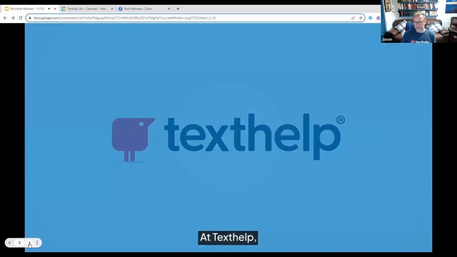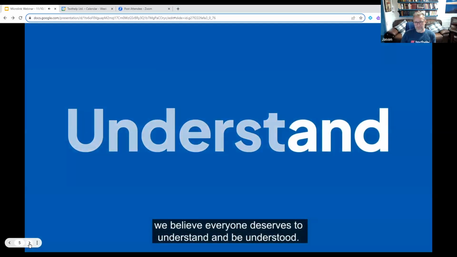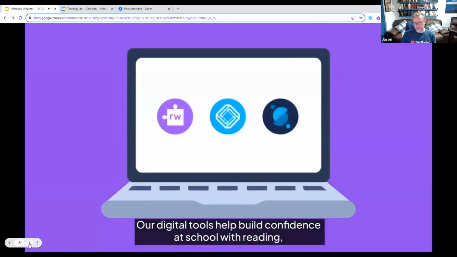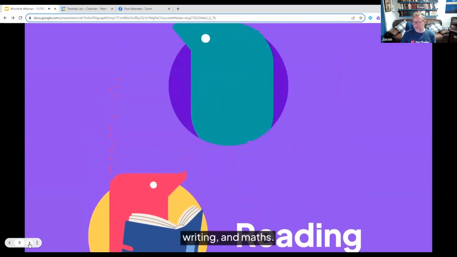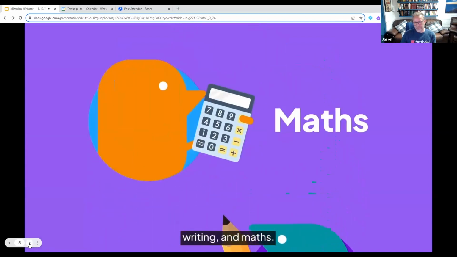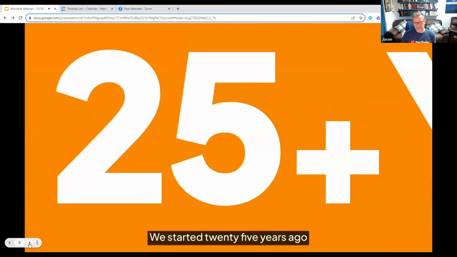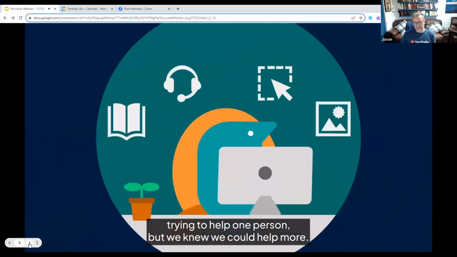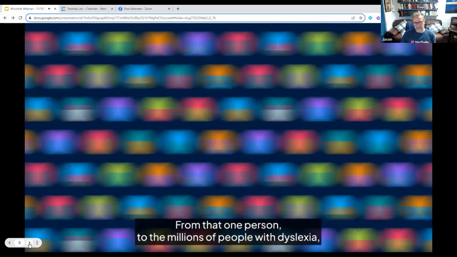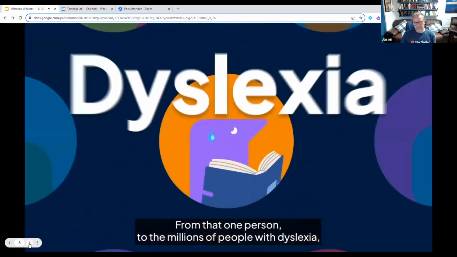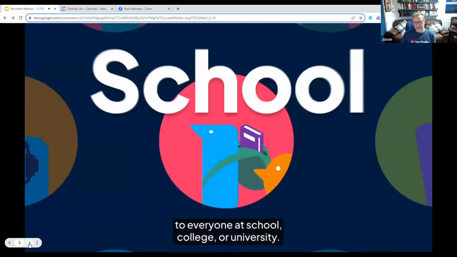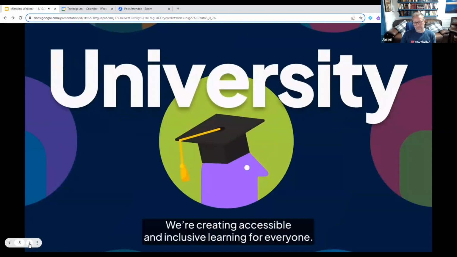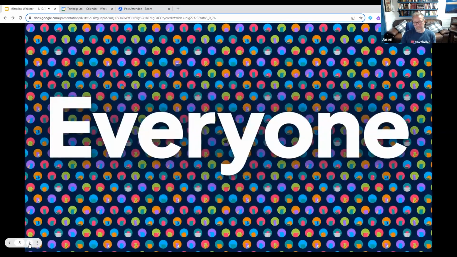At TextHelp, we believe everyone deserves to understand and be understood. Our digital tools help build confidence at school with reading, writing, and maths. We started 25 years ago trying to help one person, but we knew we could help more. From that one person to the millions of people with dyslexia, to everyone at school, college, or university. We're creating accessible and inclusive learning for everyone.